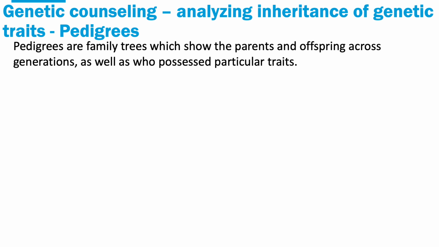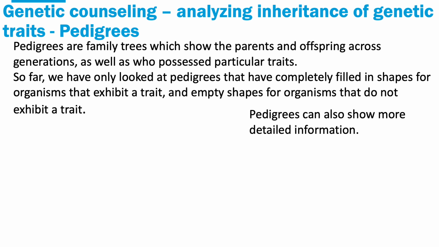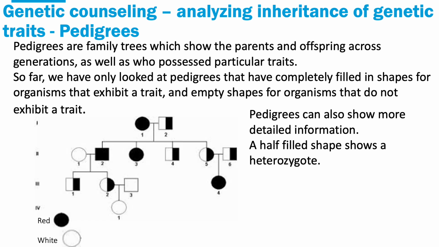Okay, pedigrees are family trees which show the parents and offspring across generations, as well as who possessed a particular trait. So far, we have only looked at pedigrees that have had completely filled in shapes for organisms that exhibit a trait, and empty shapes for organisms that do not exhibit a trait. Pedigrees can also give us more detailed information. If we have a half-filled shape, that's going to indicate that we have a heterozygous.